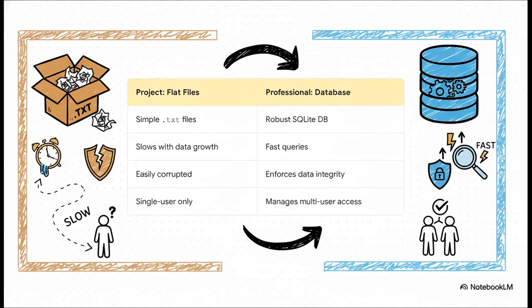Okay, the single biggest leap forward is moving from plain text files, which are basically a digital shoebox where you just toss everything in, to a real database, like SQLite. You can think of SQLite as a lightweight but super powerful digital library for your data. This one change solves so many problems at once. Instead of those slow file scans, you get blazing fast indexed queries. The database enforces data rules, so you can't have weird, inconsistent entries, and it can safely handle access from multiple users at the same time.